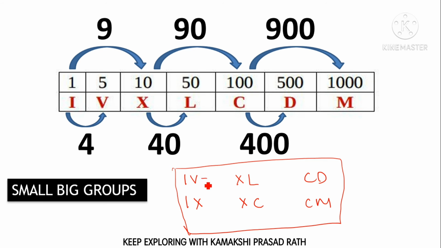So IV is 4, XL is 40, CD is 400. Similarly, IX is 9, XC is 90, CM is 900. So these 6 groups you have to remember. So IV, IX, XL, XC, CD, CM. So 4, 9, 40, 90, 400, 900. So these are the small big groups. You have to remember this one. These 6 small big groups.